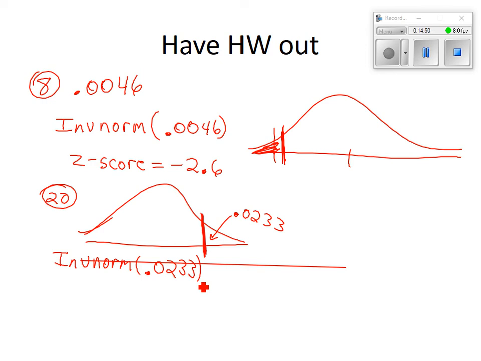Negative, what is it? -1.98. This is why I want Malachi to watch closely. -1.98. That z-score is going to be right in there. We were looking for this z-score over here. So can that be the right answer? What did we do wrong?